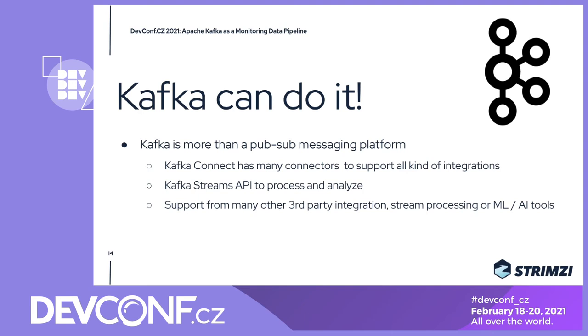Because Kafka is more than just a pub/sub messaging platform. It has the Kafka Connect component, which has many different connectors to integrate with all kinds of systems. It also has the Kafka Streams API, which is basically a stream processing API, and can be used to process and analyze the logs, and do things like windowing, aggregations, join metrics with logs to maybe find some correlations and things like that. And there's then a huge amount of different third-party integrations, clients, stream processing tools, or, as I already mentioned, machine learning and AI tools, which you can also use to process the logs.